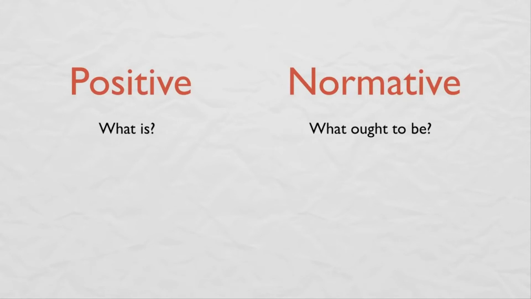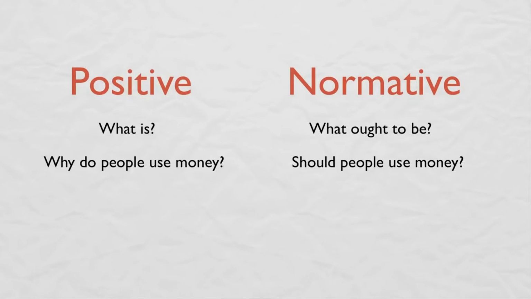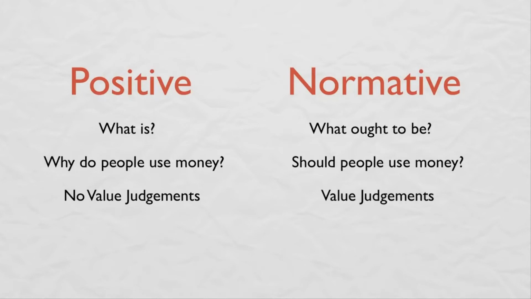So a question like, why do people use money, is a positive question, and should people use money is a normative question. A general rule of thumb is that if your economic model has no value judgments, it's positive economics. Whereas if it does have value judgments, it's normative economics, since to tell someone what he ought to do, you first have to judge what is best for him.